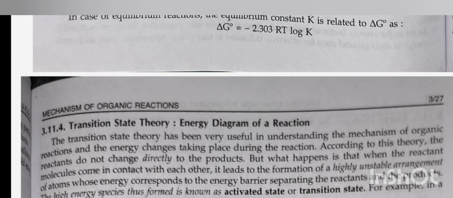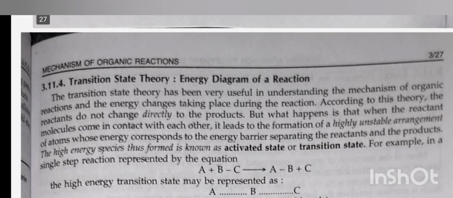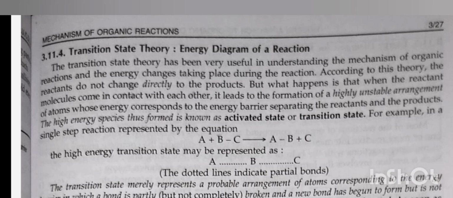Transition state theory, energy diagram of a reaction. The transition state theory has been very useful in understanding the mechanism of organic reactions and the energy changes that take place during the reaction. According to this theory, the reactants do not change directly to the product. But what happens is that when the reactant molecules come in contact with each other, it leads to the formation of a highly unstable arrangement of atoms whose energy corresponds to the energy barrier separating the reactant and the product. The high energy species that forms is known as the activated state or transition state.